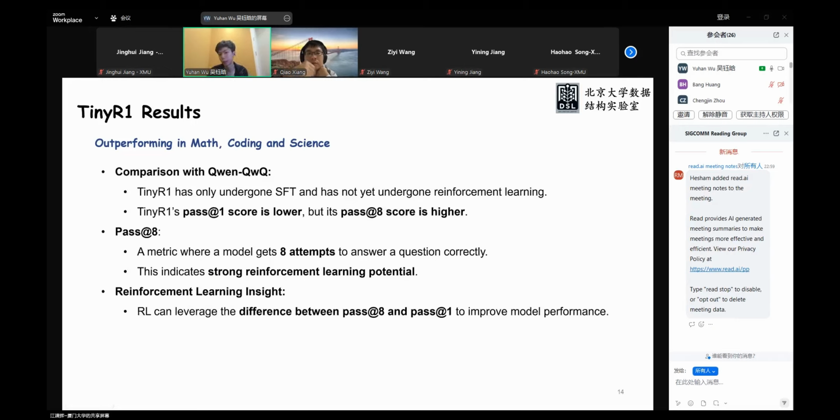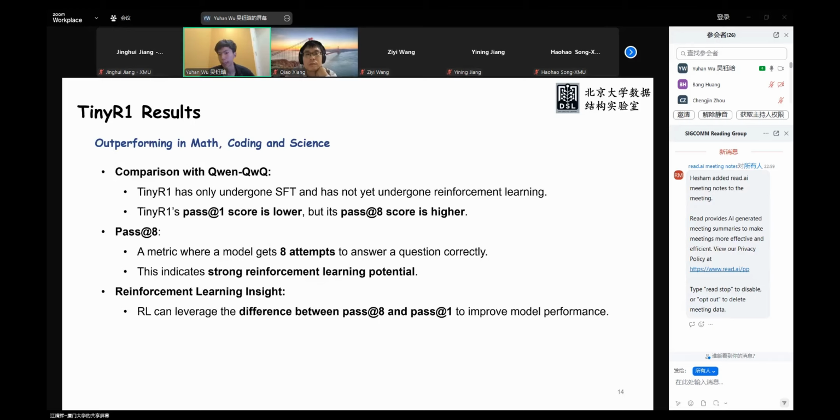And recently, Qianwen from Alibaba released the QWQ model. While our pass 1 score is lower, our internal testing shows that TinyR1's pass 8 score is higher. And what does this mean?